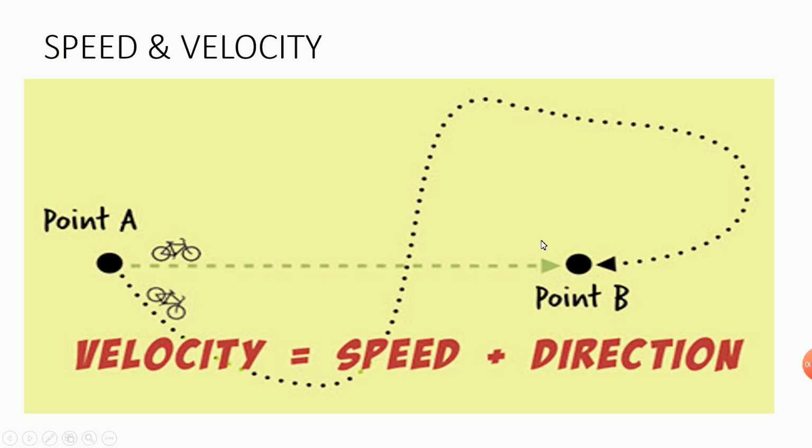Now here I am giving another example. Here are point A and point B. This is displacement and this is distance. At 5 o'clock I am here, at 5:30 I am here. With respect to time, how much I have displaced from point A to point B, that is known as velocity, that is displacement. But with respect to time, how much distance I have traveled from point A to reach point B, that is known as speed.